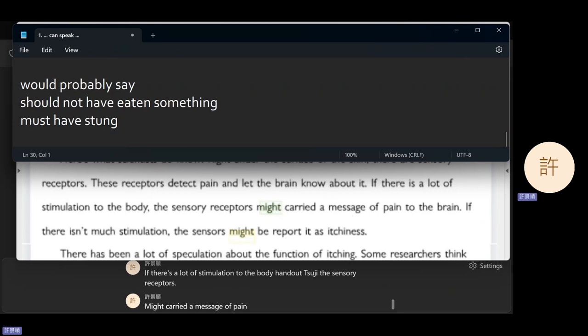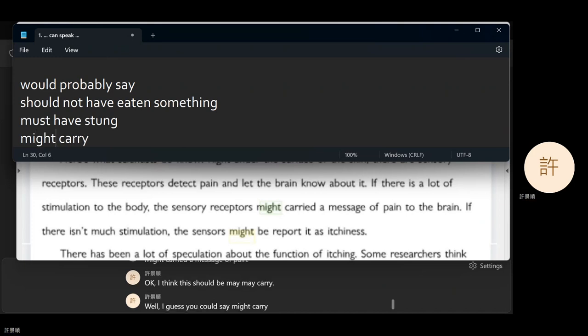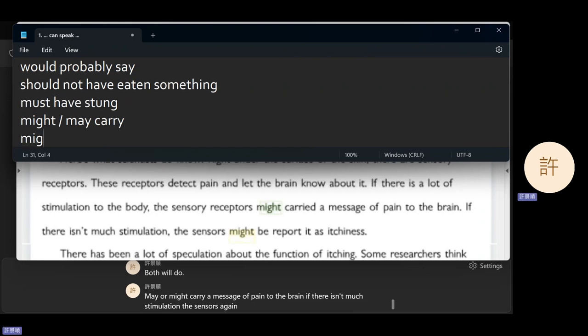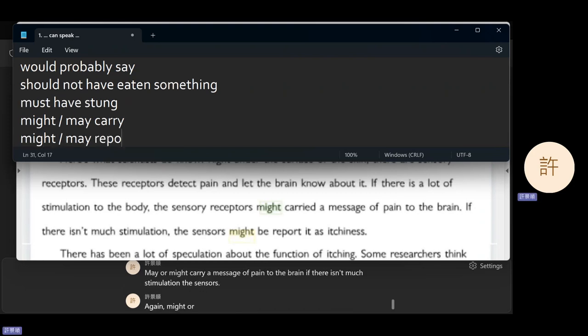Okay, I think this should be may carry. Or I guess you could say might carry. Both will do, may or might carry. A message of pain to the brain. If there isn't much stimulation, the sensors, again, might or may report it as itchiness, 发痒.